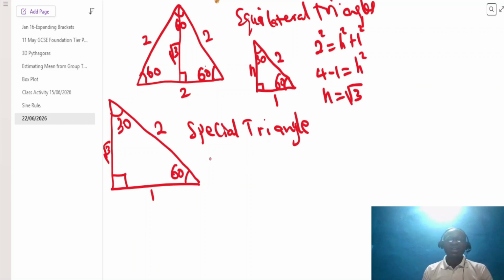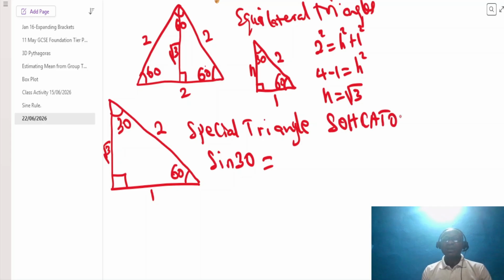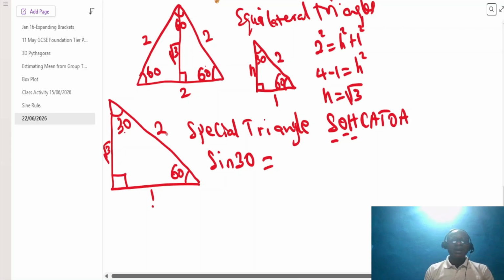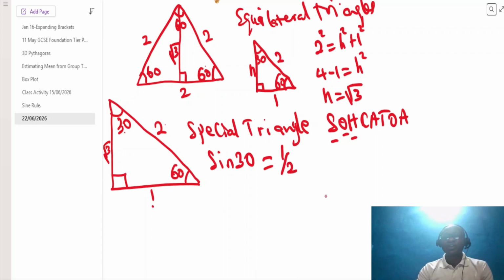And the reason why it is called spatial triangle is that you can use it to answer so many questions. Questions such as, if I ask you to find sine 30 without calculator, what it means is that look at 30. Using that knowledge, SOHCAHTOA, a memory tip. Sine is opposite over hypotenuse. The opposite of this 30 is 1, and the hypotenuse is 2. Therefore, sine 30 is half. If you press it in calculator, you are going to get 0.5. Do you understand?